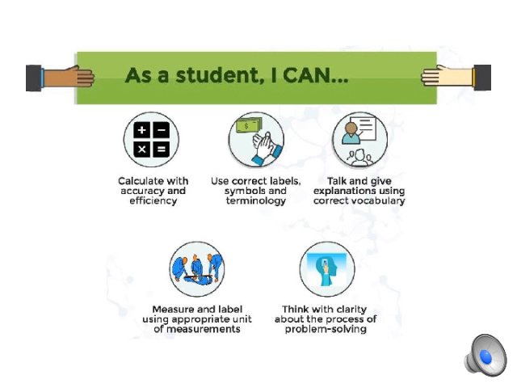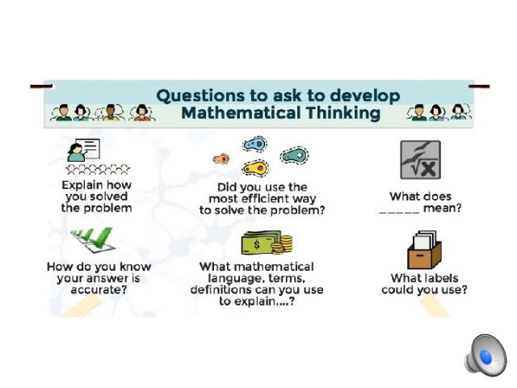Also in review, we teachers need to expect students to calculate with accuracy and efficiency. We expect students to use the correct labels, symbols, and terminology, to talk and give explanations using correct vocabulary. We expect students to use precision in all domains, including counting, base 10, algebraic thinking, measurement and data, and geometry. And we expect students to think with clarity about the process of problem solving.